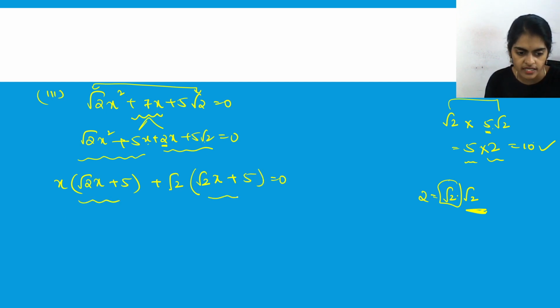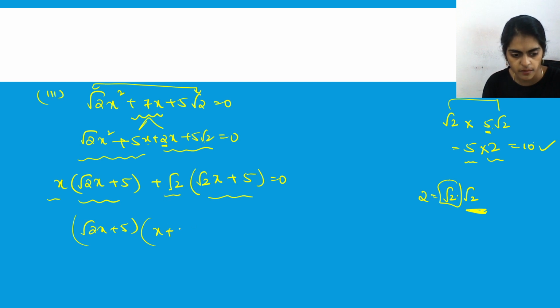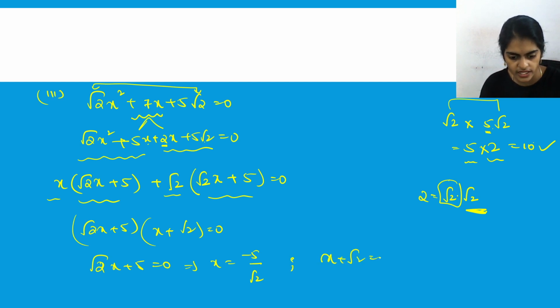Now again root 2 x plus 5 is common. So here x is remaining plus here root 2 is remaining, that is 0. So root 2 x plus 5 is 0, so x equals minus 5 by root 2 is one solution. And x plus root 2 is 0, so x is minus root 2 is one more solution. So these are the two roots of the quadratic equation: minus 5 by root 2 and minus root 2.